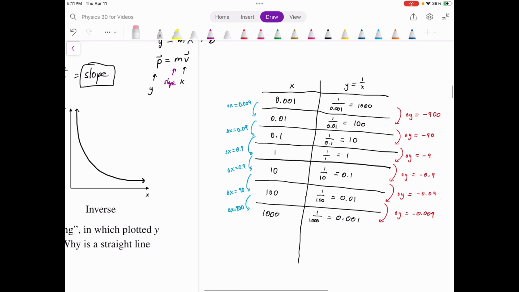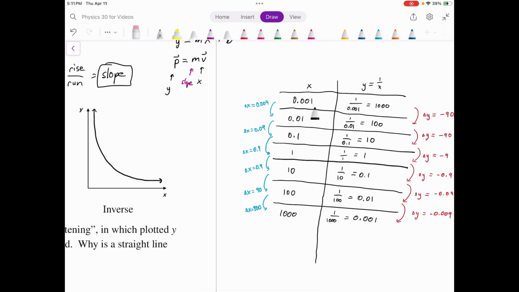I made a little table of values here to think about an inverse relationship. Notice the slope is very, very steep when x is small, and then the slope gets very, very small when x is large. So we're getting a really big change in y for a very slight change in x over here, and then reverse that. We're getting a very small change in y, even for a large change in x on this part of the graph. To emphasize why that is, I just made a quick table of values for an inverse relationship.